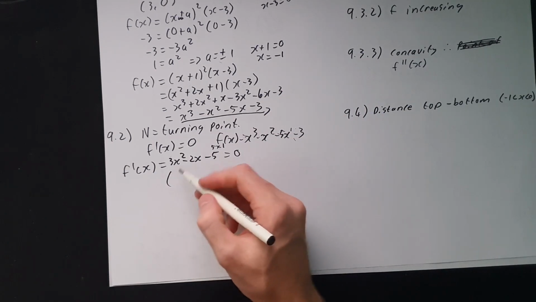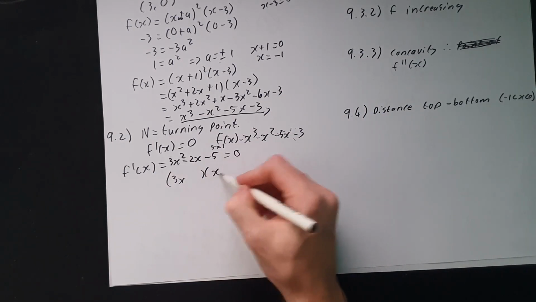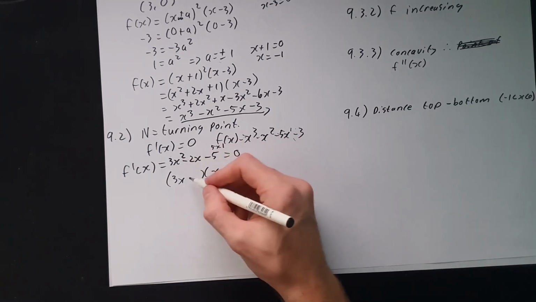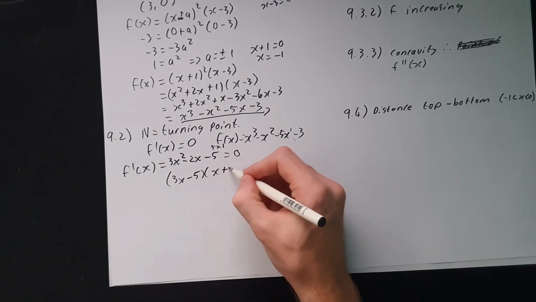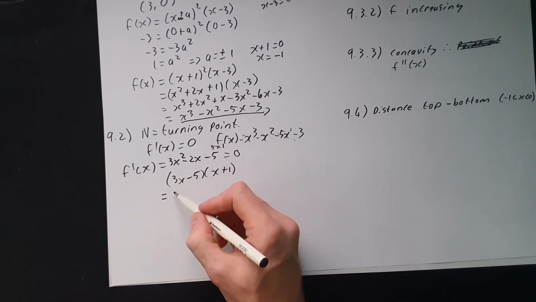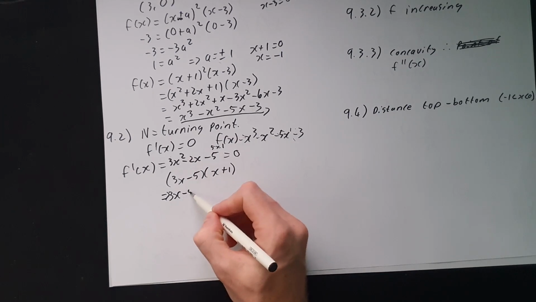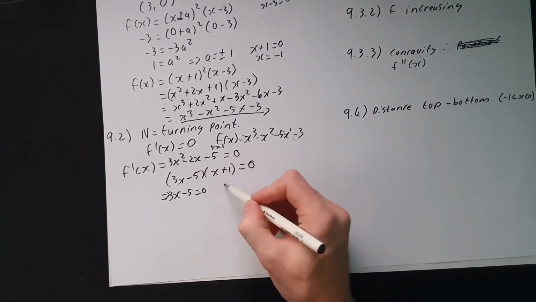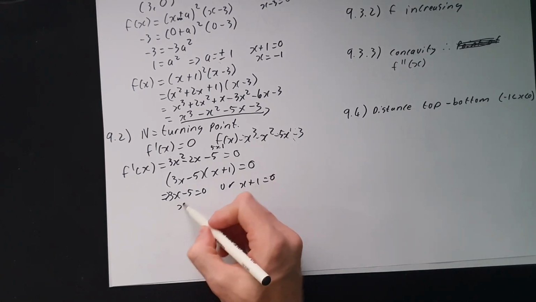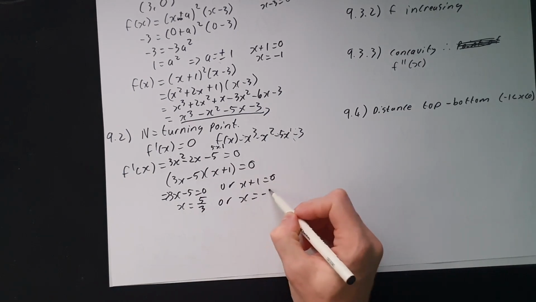So therefore the two brackets is going to be 3x and then x, and then let's have a look. The number needs to be negative, so therefore 5 is going to take the negative and then plus 1. Okay, so therefore we have, this implies 3x minus 5 equals 0, or x plus 1 equals 0. So this gives you then x equals 5 over 3, or x equals negative 1.